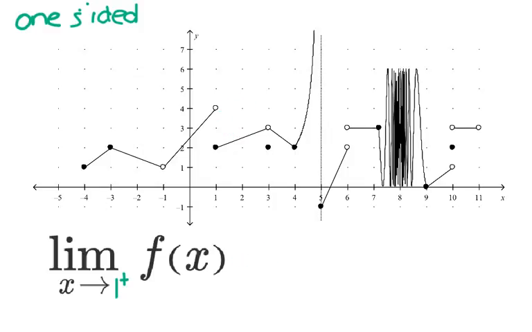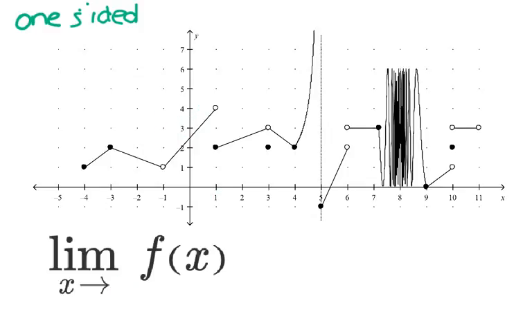Now what if instead of going in from the right, I go in from the left? x approaches 1 with a little minus sign. My stick figure, my little person, is walking in from this side. He's on the function and walking towards x equals 1. Well, if he walks towards x equals 1, what's the y value? The y value is 4. That's a one-sided limit. Let's try another couple of them.